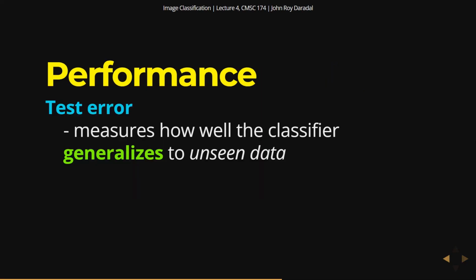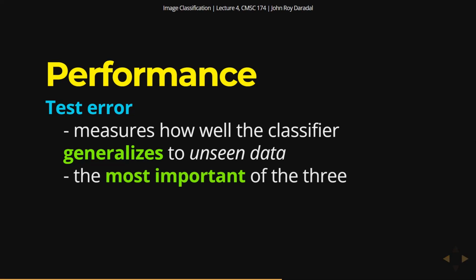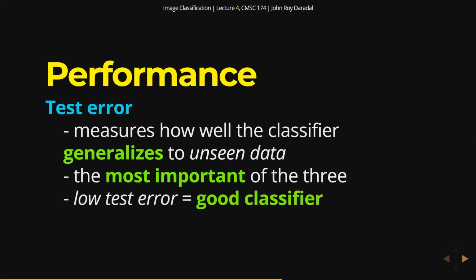Next is the test error, which measures how well the classifier generalizes to unseen data, and this is the most important one. Okay, this is what you want. You want the test error to be as low as possible, because the test set hasn't been seen before, right? So if the classifier hasn't seen it and it's also doing well on the test set, then that means that you really have a good classifier. The classifier really learns something and can generalize even to data that it hasn't seen before. So if you have a low test error, that means that you really have a good classifier.